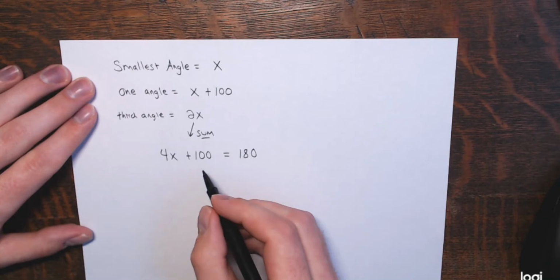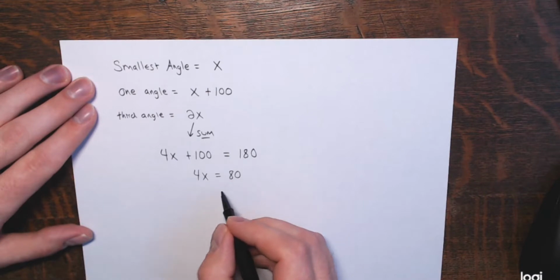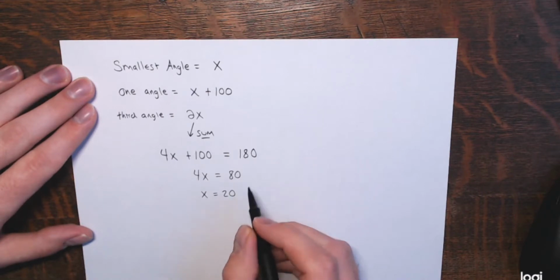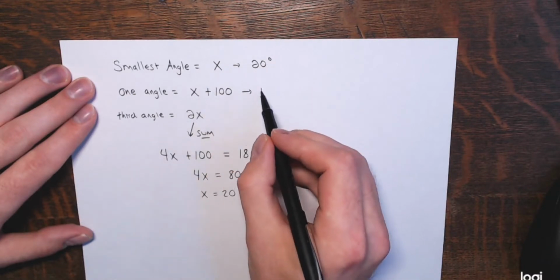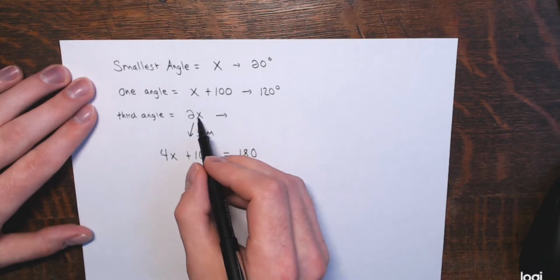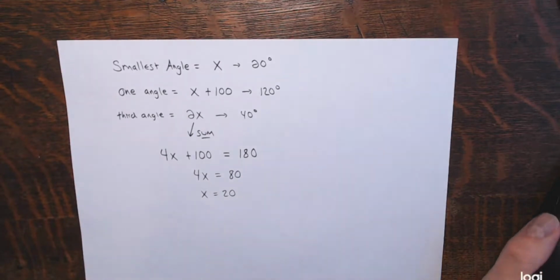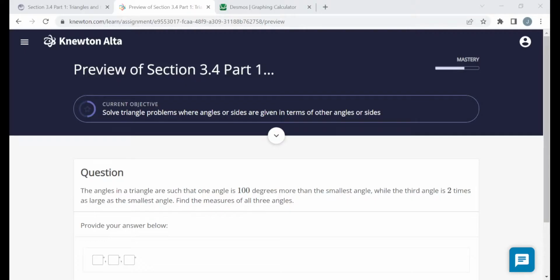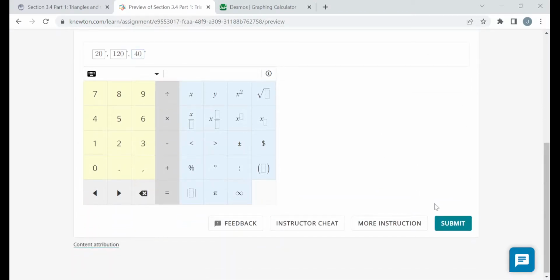Subtracting 100 from both sides, I have 4x equals 80. Dividing by 4, x equals 20. So that's the smallest angle, 20 degrees. Then, plus 100 would be 120, and then times 2 would be 40. Right, so the angle measures are 20, 120, and 40. Those add up to 180 degrees and fit their description. So the smallest angle was 20 degrees, and you don't have to put them in any particular order. The next one with 100 more was 120 degrees, and then double the smallest was 40 degrees. And there's the angle measures they're asking for.